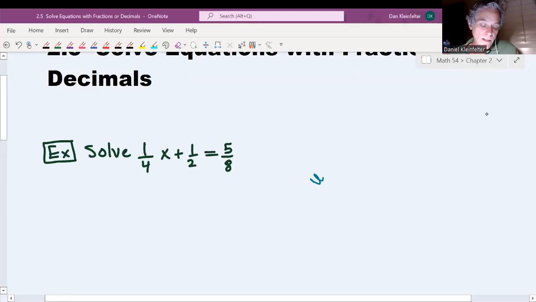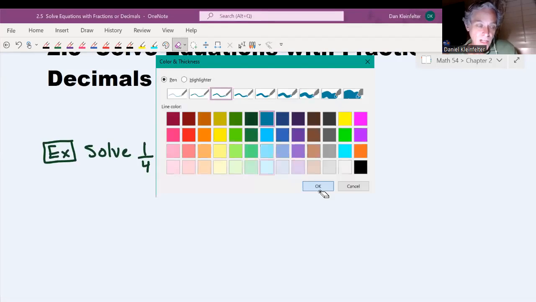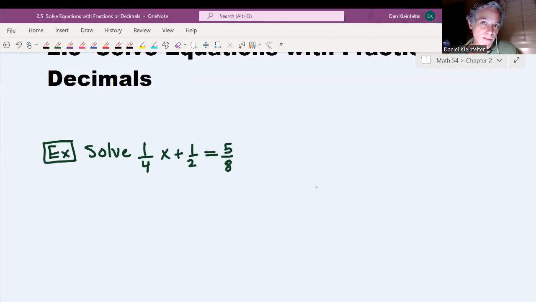One approach to take is just to apply the steps that we learned to solve the equation with the fractions in there. I'm going to do one example like that, and then we'll see another method also. So here we've got a little equation. There's no parentheses or anything in it, and there's only three terms. It's 1/4 x plus a half equals 5/8.